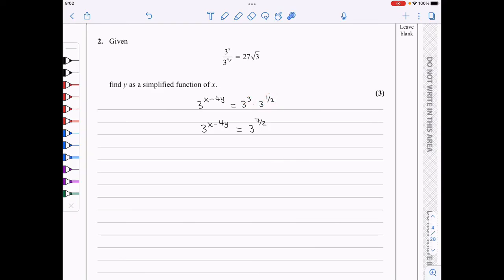And now that I've got a common base, I can equate the indices here, which leads to x minus 4y is 7 over 2. I will multiply everything by 2 to get rid of the fractions. We're trying to make y the subject here, so 2x minus 7 is equal to 8y, which leads to 2x minus 7 over 8 is equal to y.